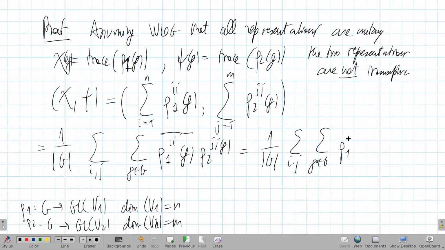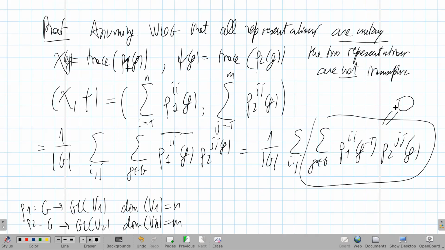But this is nothing else than, I've exchanged the indices here, you cannot see because they are equal, because I assume that they are unitary, and all these are 0. That's the first result we proved: if you have two representations which are not isomorphic, you take any sum of this kind, any indices, and you always get 0. So this is 0.